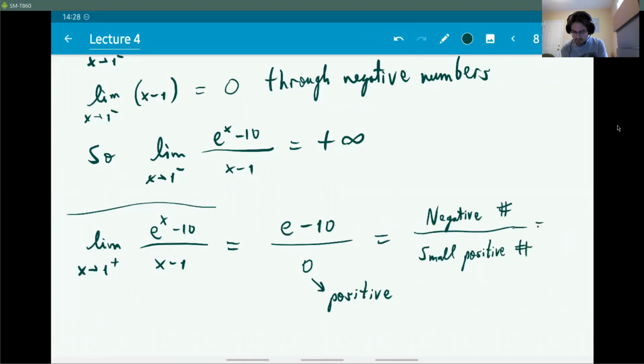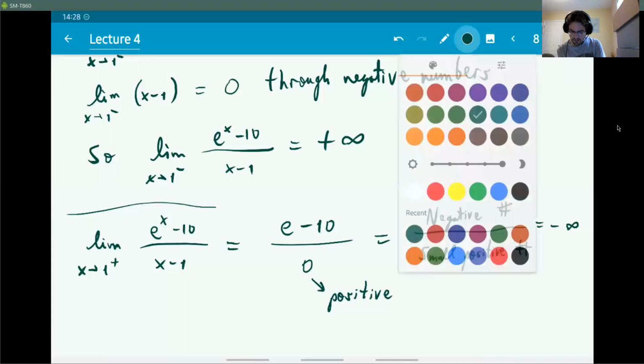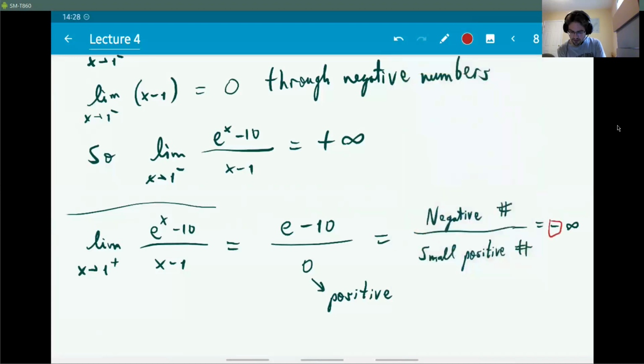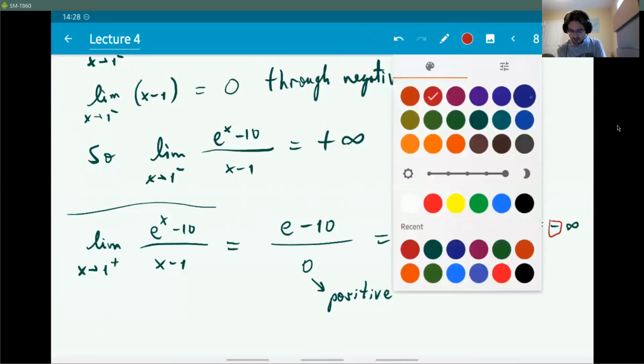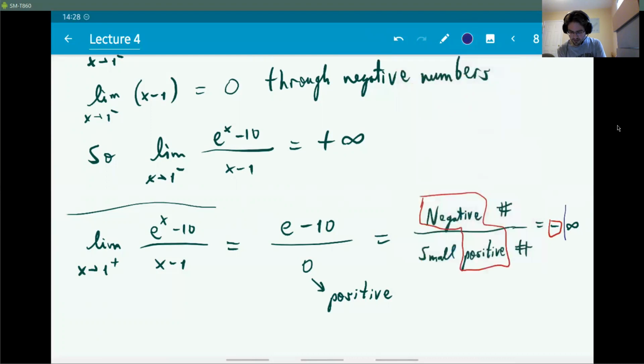And that will be minus infinity. Once again, minus, maybe I will color code this. Minus is because you have a negative over positive. And infinity is because you have a number over a small number.